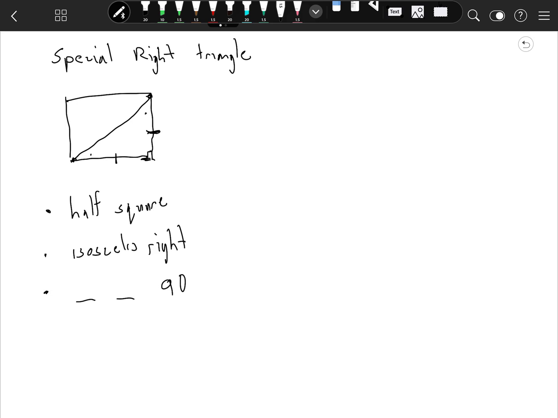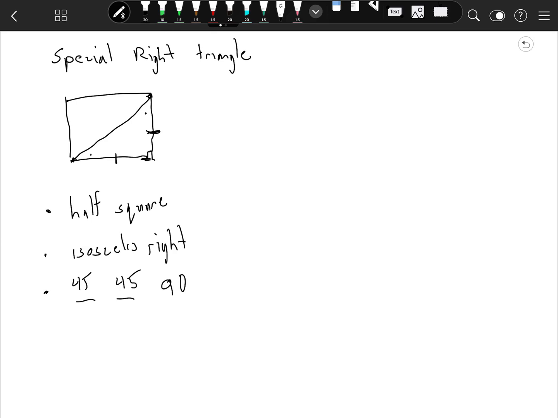So what would the degrees of these two angles be? You might remember with an isosceles triangle, the base angles are also congruent. So take the remaining 90 degrees that you have out of the 180, divide by 2, you get a 45, 45, 90. So these are all names for this special kind of right triangle.